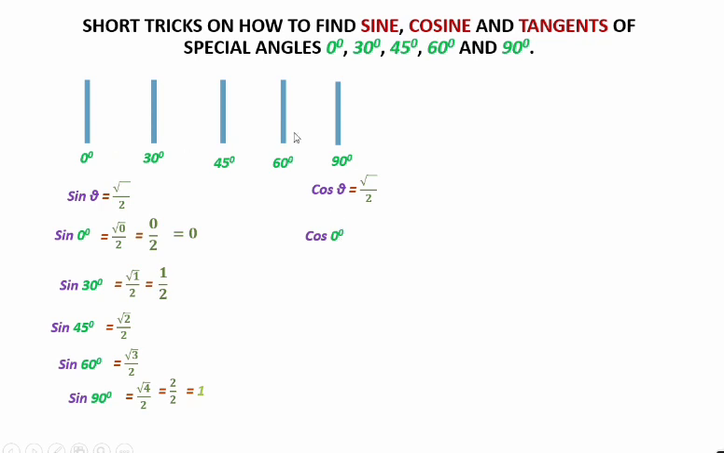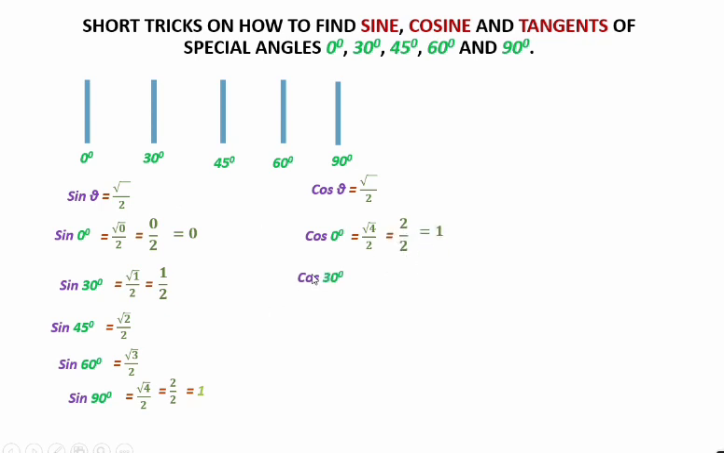So for cos 0 degrees, when we start counting from the right, we have how many bars? 1, 2, 3, 4. 4 bars before we get to 0. So that's going to be equal to square root of 4 divided by 2. And square root of 4 is 2. So we have 2 divided by 2, which is equal to 1.